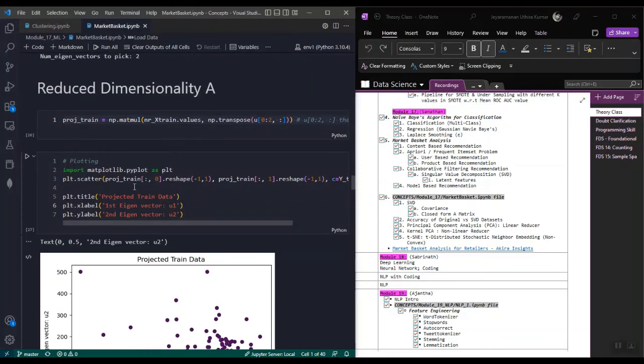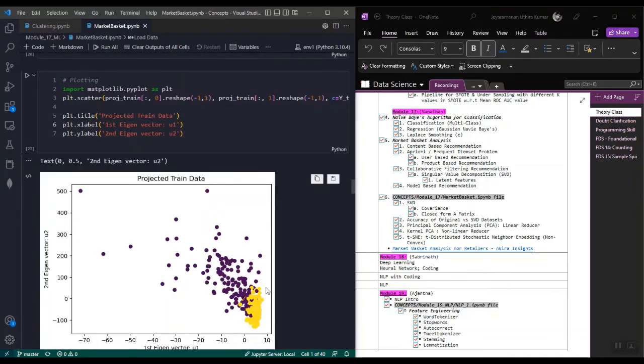So when we plot this, the projected training data, all the rows with the first column and all the rows with the second column, using the coloring from the y train values as it's already classified, when we do that, we can get this kind of projection.